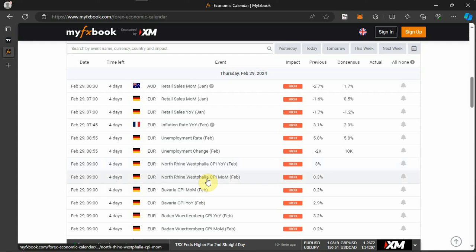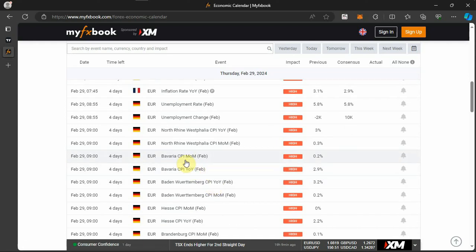We also have the Westphalia CPI month over month for the month of February for Germany. We have the CPI month over month for the month of February for Germany. We have CPI year over year for the month of February for Germany. We also have CPI year over year for the month of January for the month of February for Germany. Yeah, we have CPI month over month for the month of February for Germany.